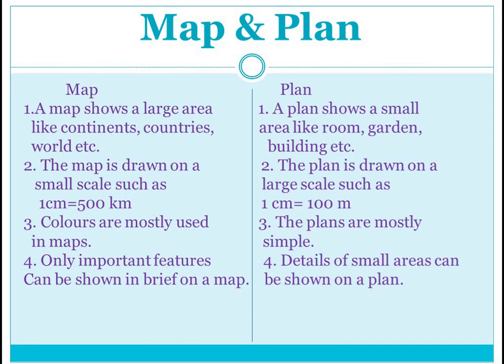So we have discussed in the chapter the components of a map: direction, distance, symbol, different types of scale, large scale, small scale. Then we have taken sketch and plan. Then we differentiated between globe and map and plan.